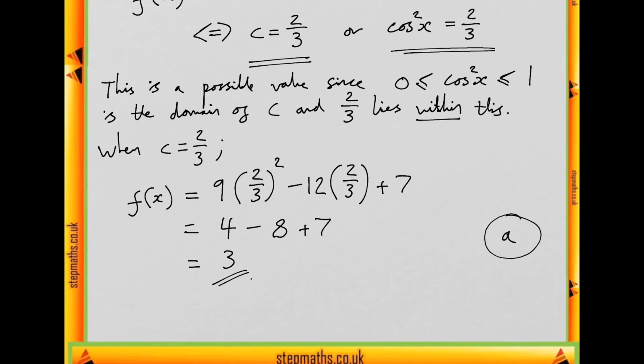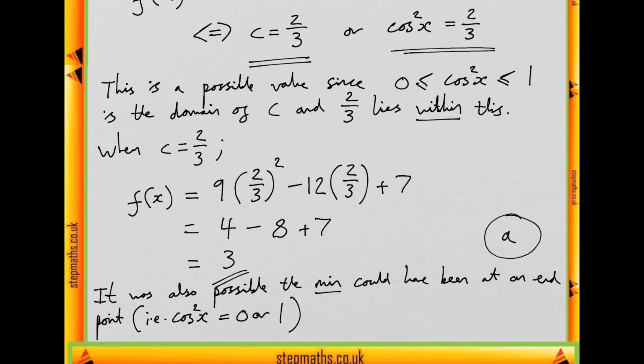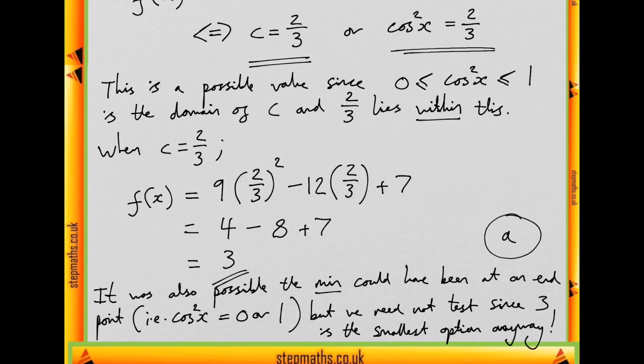However, I will write a note to say that it was also possible the minimum could have been at an endpoint. So cos squared of x could have been at 0 or 1. Here we knew it wasn't, because we knew the minimum was at 2/3, which was within the range. So we were okay. And also, we needn't have tested it because 3 was the smallest option anyway. So we knew the answer was going to be A.